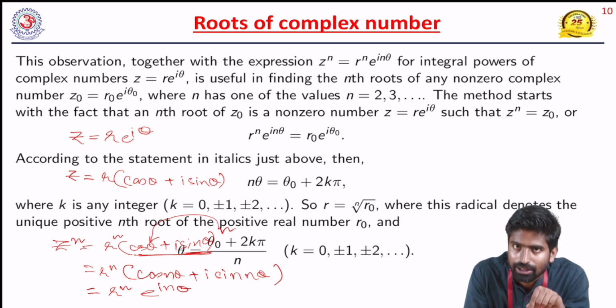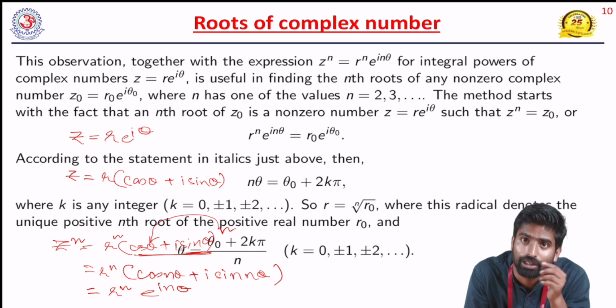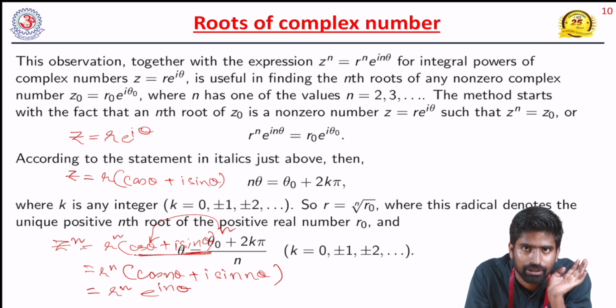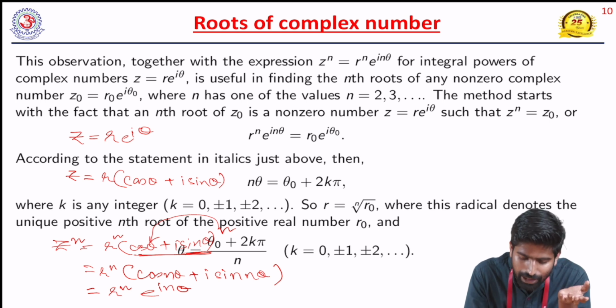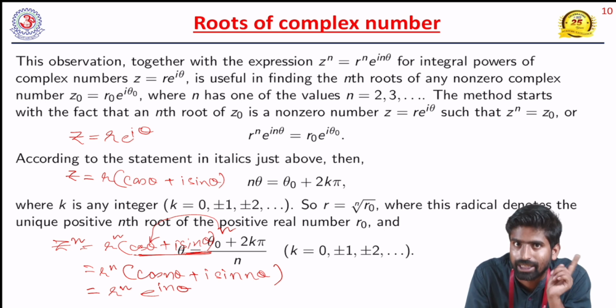So this observation, the observation regarding the argument, and the third observation regarding the representation of a complex number in infinite ways, these three observations are going to help us a lot to find the nth root of any complex number. First we will explain the method, and then we will see one example of how to find the nth root of a complex number.